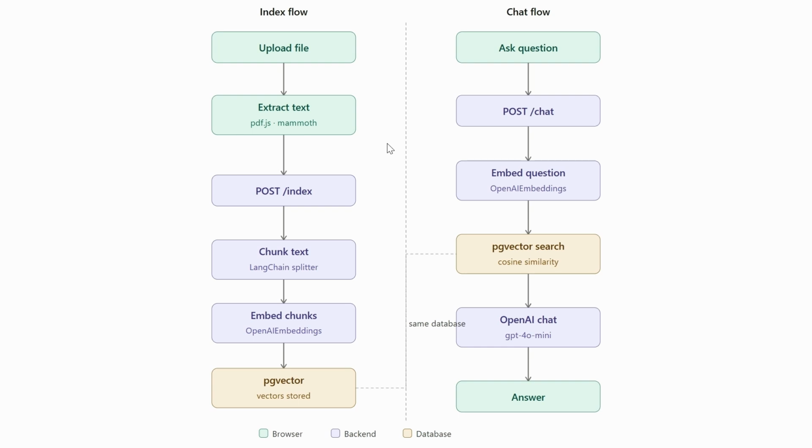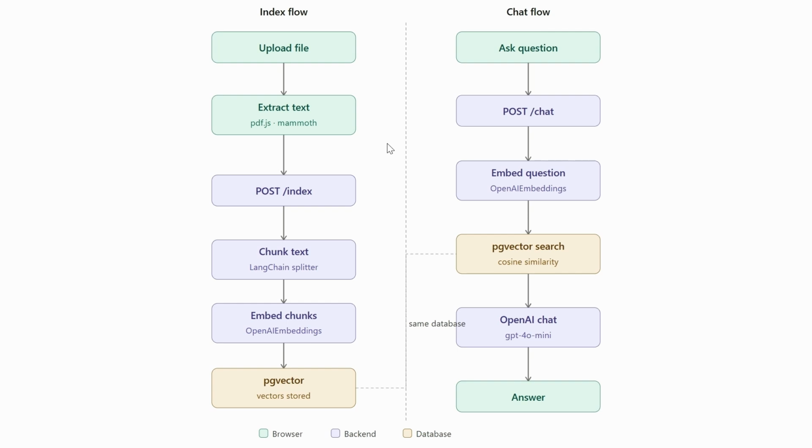We have two routes which I am going to tell about in a short while. So when you upload a file, the text is extracted, then the index route is hit, then we have chunking taking place, embedding, and then storing the data in the pgvector database. Again we have a chat flow which is responsible for answering the questions.